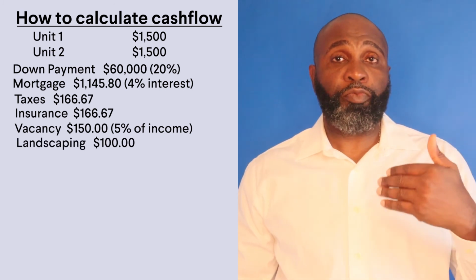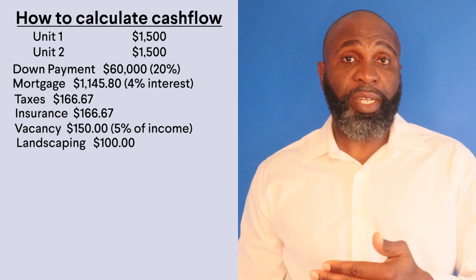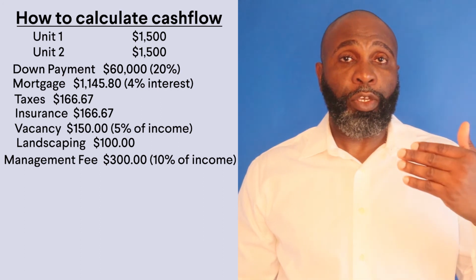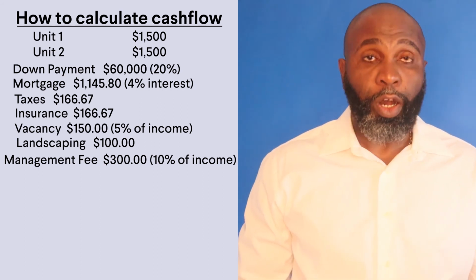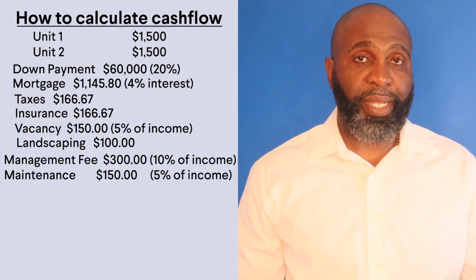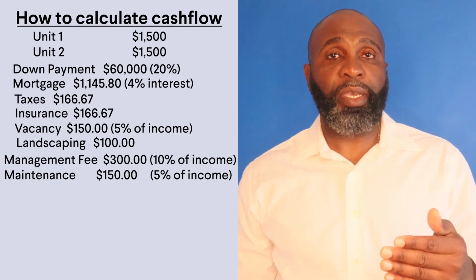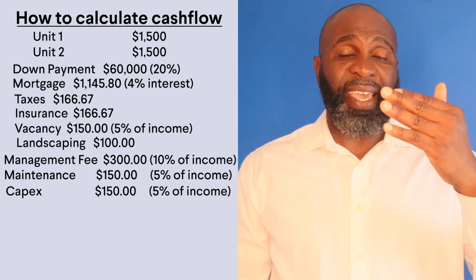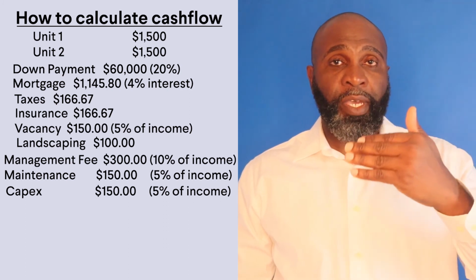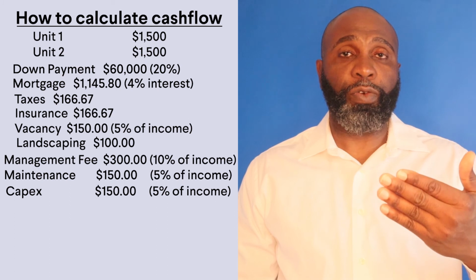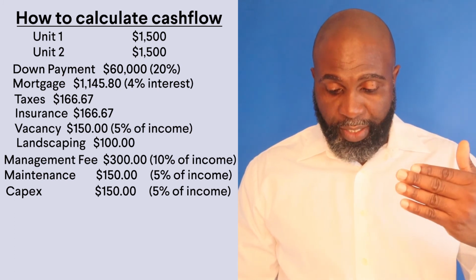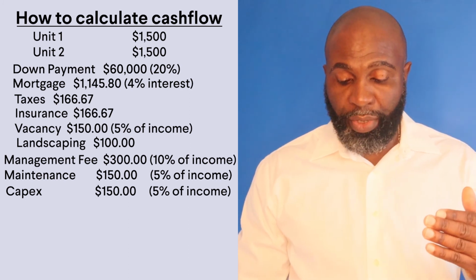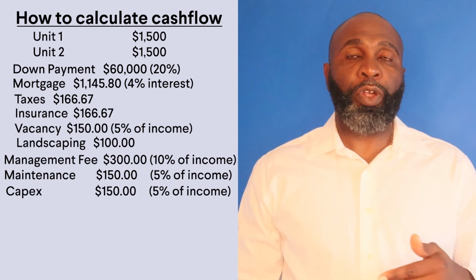So now your property management is going to be $300, 10% of that $3,000 you're collecting. Your maintenance is going to be $150, 5% of $3,000. Your CapEx is going to be $150 as well. So now we're going to calculate the expenses. We're going to add everything up to see what the expense is going to total. So if you add all your expenses, you're going to have a monthly expense of $1,183.33. So now we're going to calculate our cash flow.